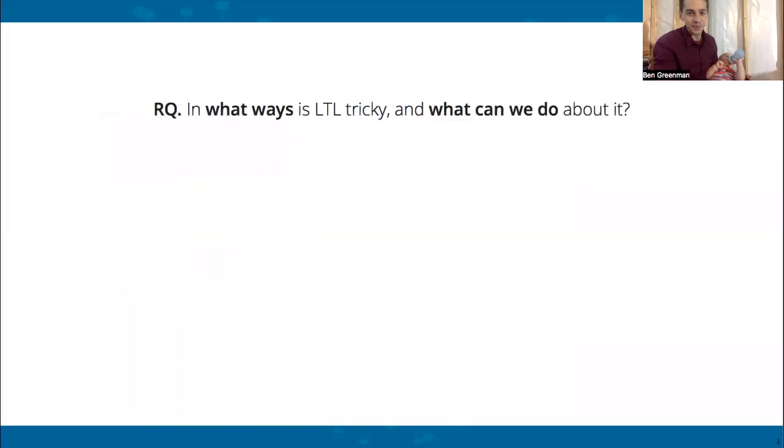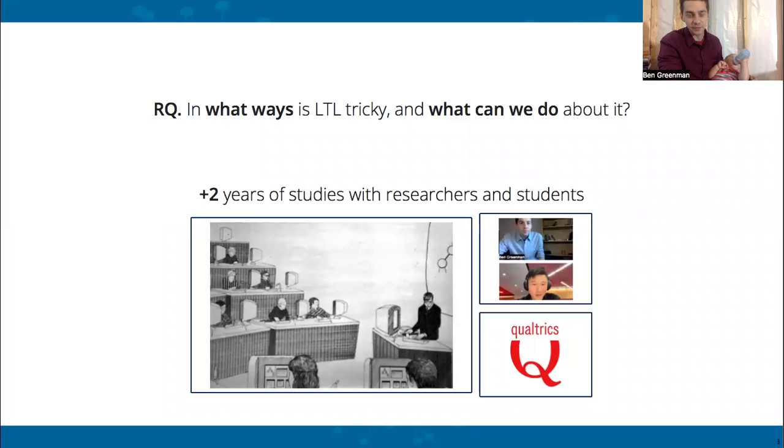Mistakes in LTL. So we've been doing user studies for the past over 2 years now. We want to understand specifically in what ways do users have trouble expressing thoughts using an LTL formula? And once we know about these misconceptions, what can we do to correct for them and have more reliable formulas going forward?